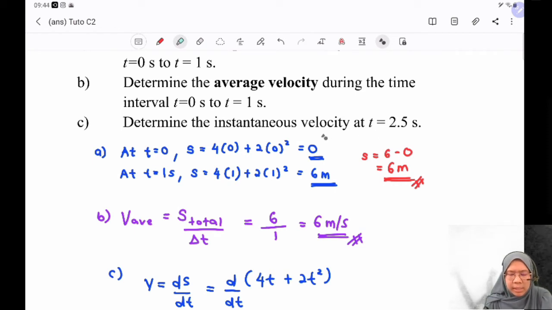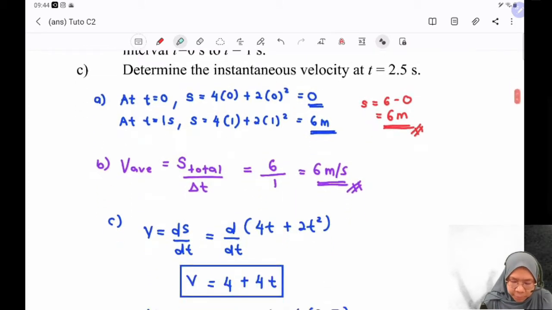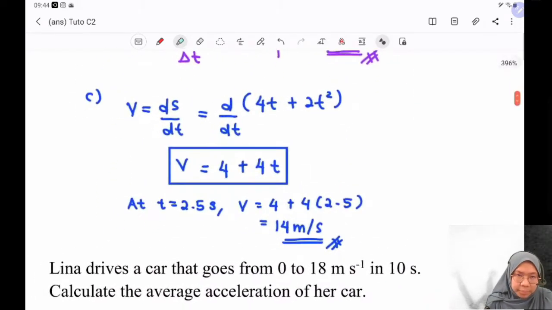Okay, ingat bila dia tanya instantaneous pada satu masa, jadi kita kena differentiate. Okay, so V is equals to ds over dt equals to D. Ni equation untuk S and then over dt. So bila kita differentiate, T ni akan hilang, 2 akan darab ke depan. Okay, akan jadi 4T. So bila kita dah ada equation ni, kita kena ganti masuk masa yang diberi. So kita akan dapat jawapan dia adalah 14 meter per second.